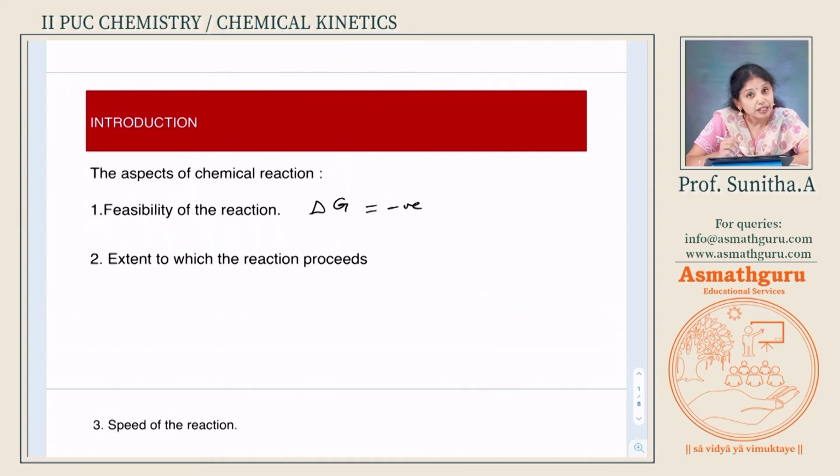What is the meaning of feasibility also? That is, whether the reaction will occur spontaneously. That is, if I mix the two reactants together, will it produce the desired product immediately? For example, if I take hydrochloric acid, HCl, and add to that sodium hydroxide, NaOH.